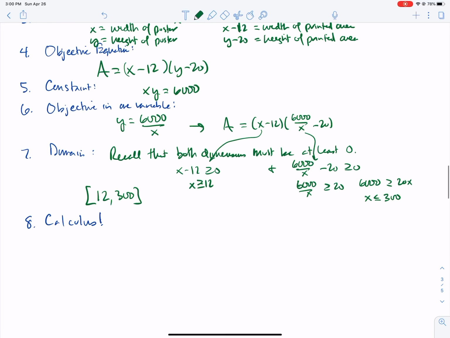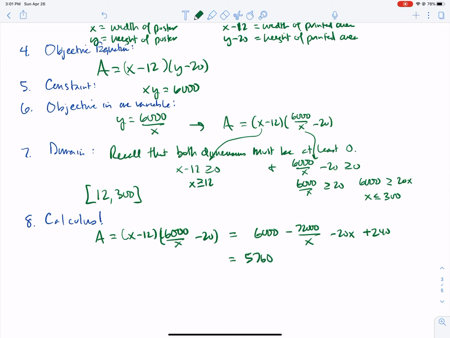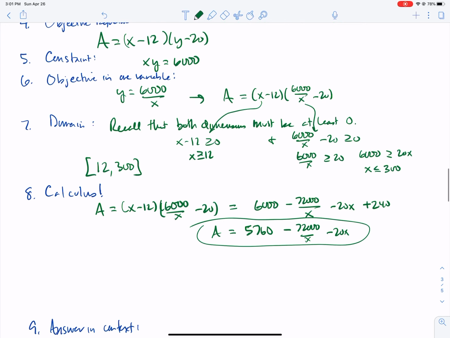So now let me expand the area formula before we go ahead and calculate the derivative. We could use the product rule here, but it's maybe a little simpler if I just FOIL this out. So x times 6,000 over x is 6,000. 12 times 6,000 is 72,000. And then I get minus 20x, and then plus 240. And so if I combine those two constants, I wind up with 5,760 minus 72,000 over x minus 20x. So here is another version of my objective equation solved for one variable.